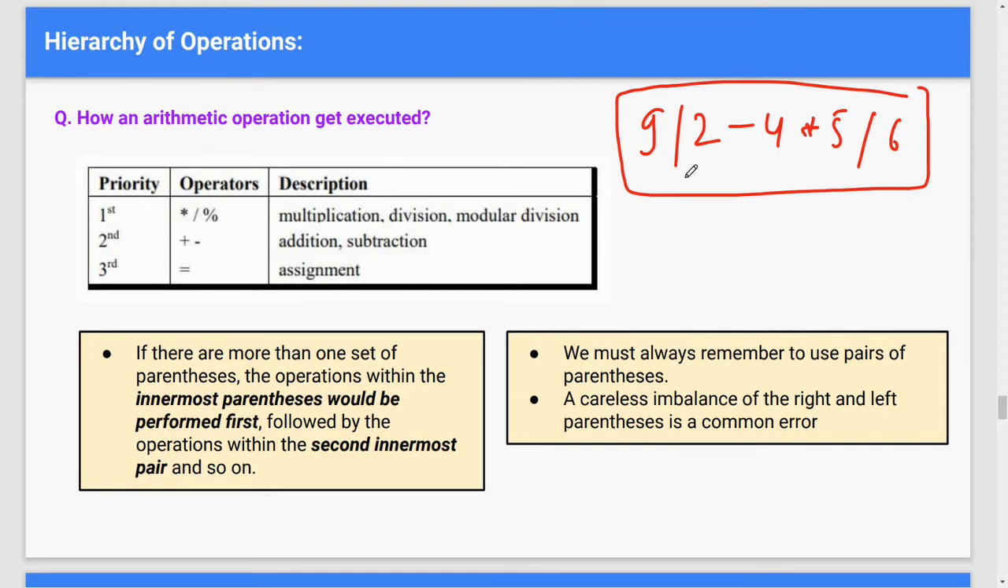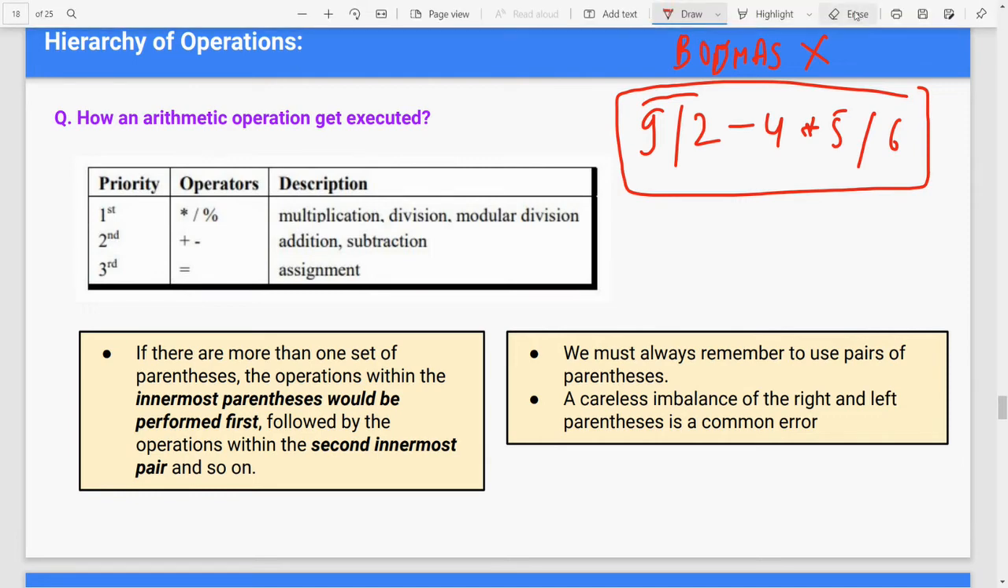Which operations will get executed first? In mathematics, we have the BODMAS rule. But these things actually don't work with the programming language. The programming language has some other rules, so let's discuss those particular rules.